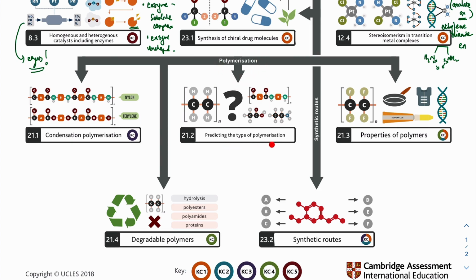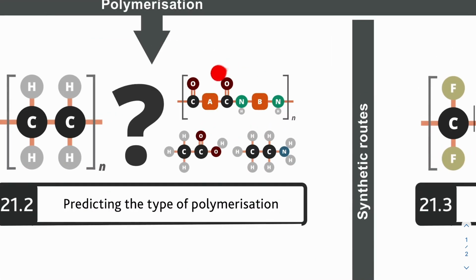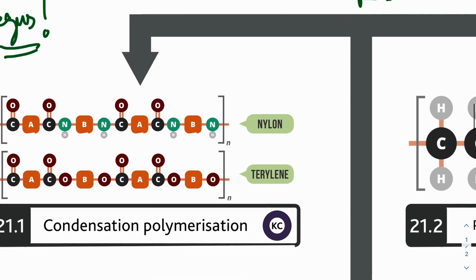Okay, predicting the type of polymerization, whether you end up with addition polymerization, where you add across an alkene, or you end up with a polyester or polyamide. In this case, you get a polyamide, the CONH, they continue there. In this case, you get a polyester, all right?